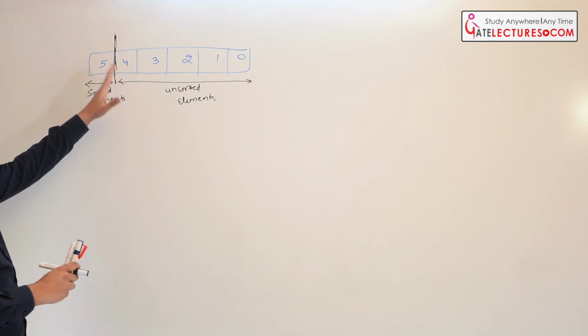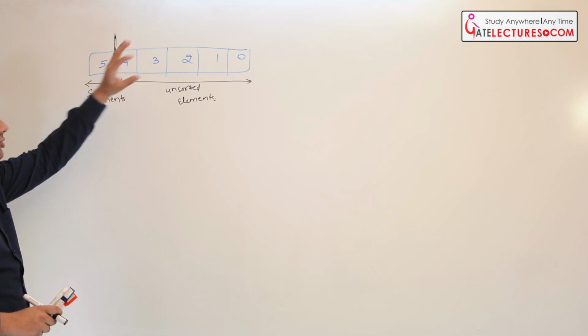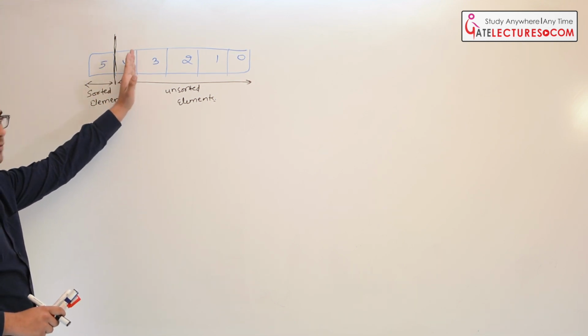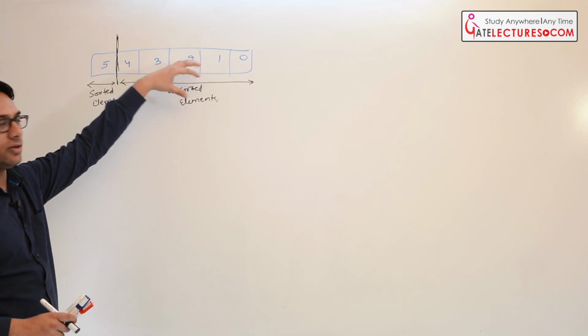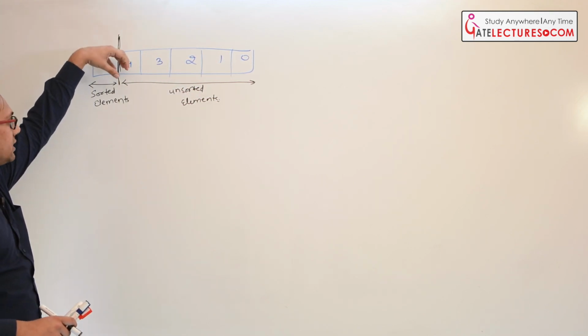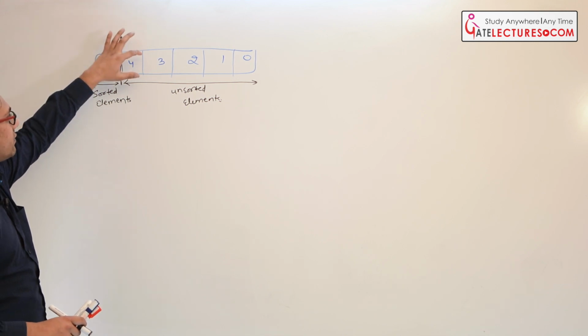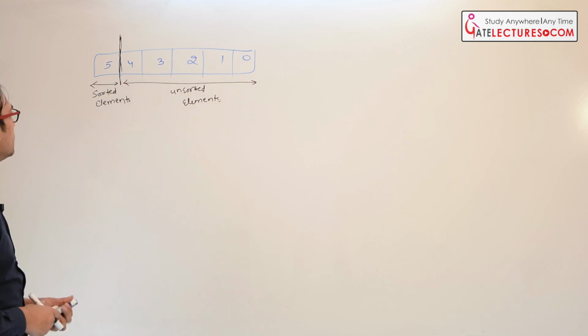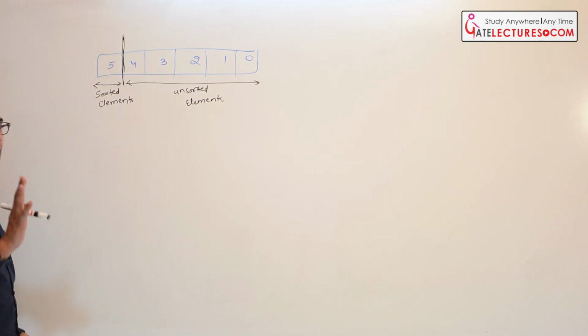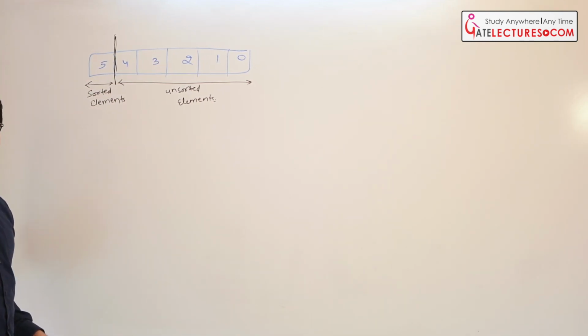Okay, and assume this is a window. This window is saying these elements are sorted and these elements are not sorted. So what we are going to do is slide this window in such a way that we take one element from this unsorted data, and then we put this element in a sorted format. Initially, when we have one single element, that one single element is already sorted.